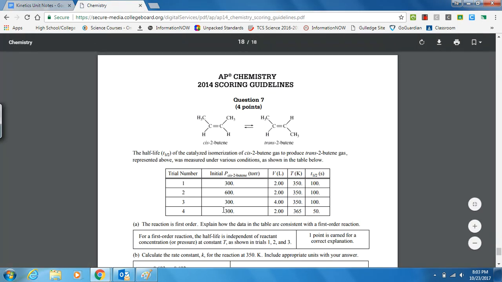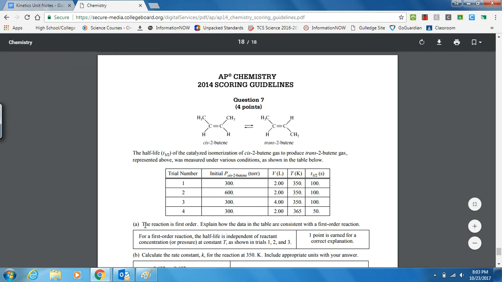2014, question 7. This is the data that students were given. They had cis-butene, trans-butene, and it doesn't really matter what this is. What matters is the information that was given to you. What you were given was initial pressures. Pressure and concentration pretty much go hand in hand. You had different volumes, different temperatures, and you had half-life.